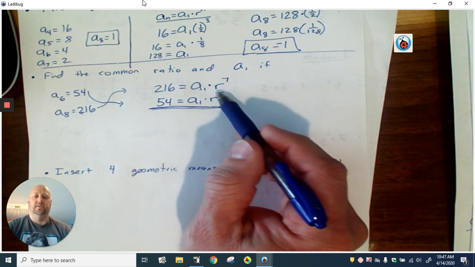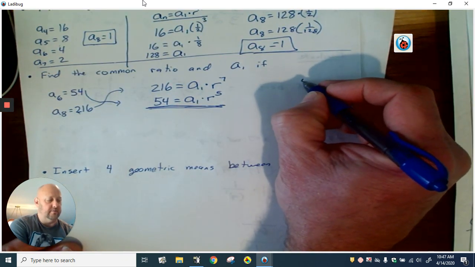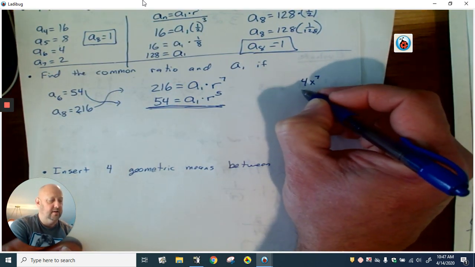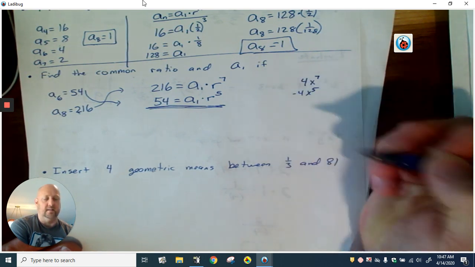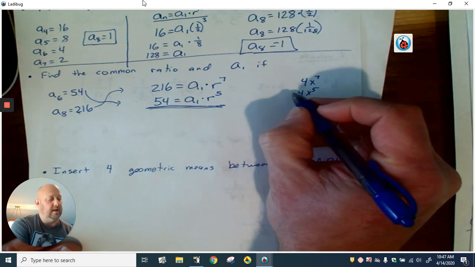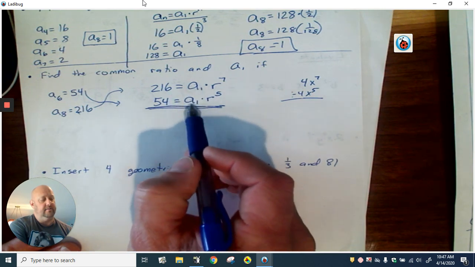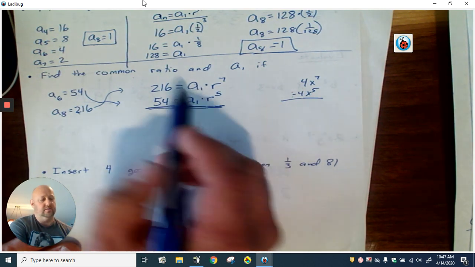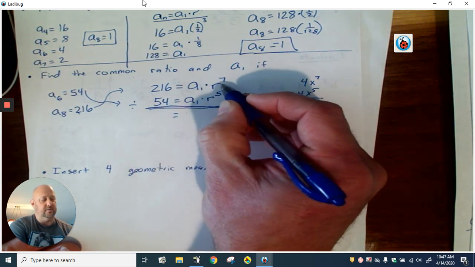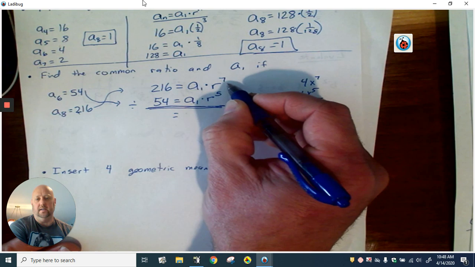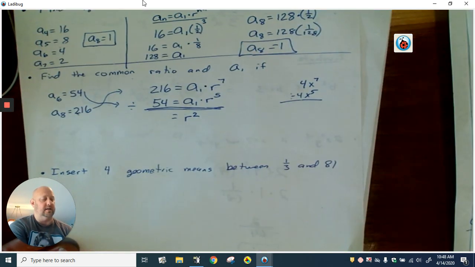I can't actually subtract these two because that would be the same thing as doing like 4x to the 7th minus 4x to the 5th. I can't subtract these. They're not like terms. But what I can do here is divide, okay? Now, when I divide these, my a sub 1s cancel as well. My division rule with exponents tells me to subtract those, so I end up with r to the second.